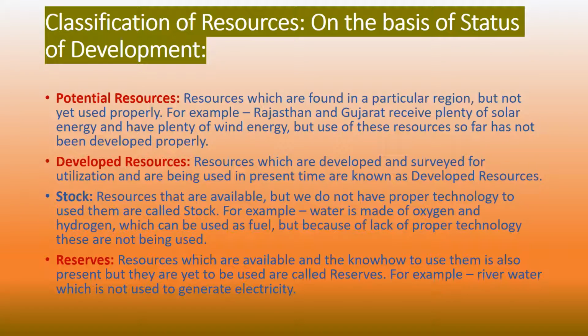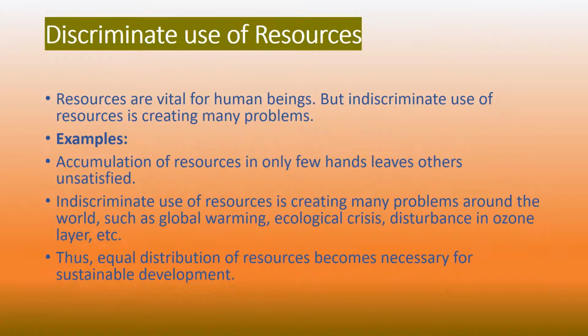Stock. Resources that are available, but we do not have proper technology to use them are called stock. For example, water is made of oxygen and hydrogen, which can be used as fuel, but because of lack of proper technology these are not being used. Reserves. Resources which are available and the know-how to use them is also present, but they are yet to be used are called reserves. For example, river water which is not used to generate electricity.